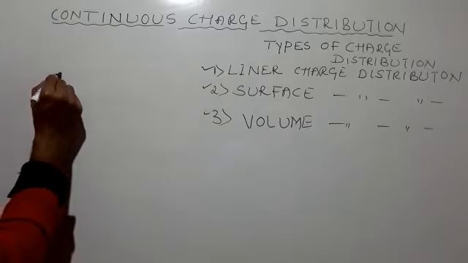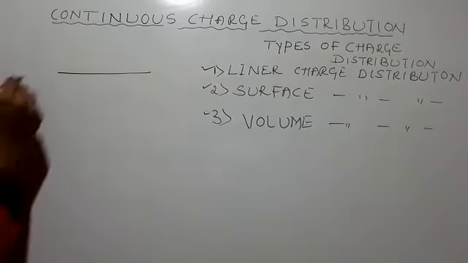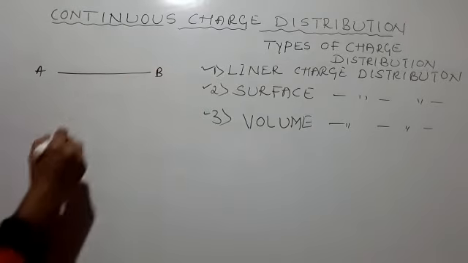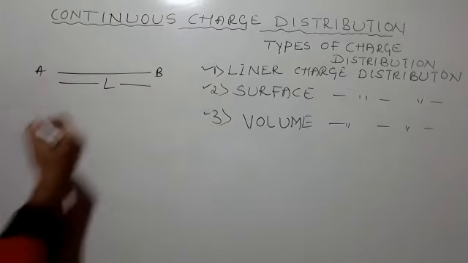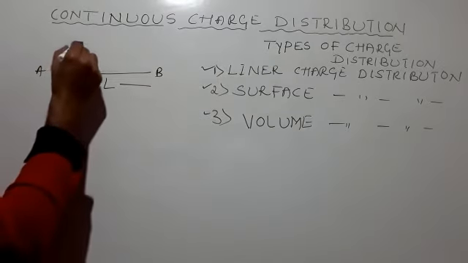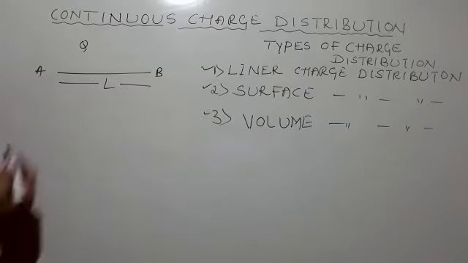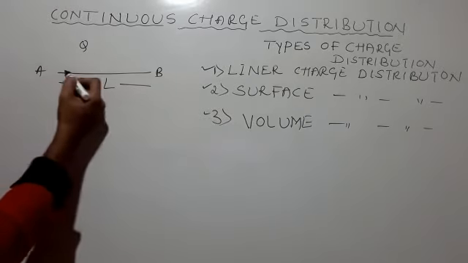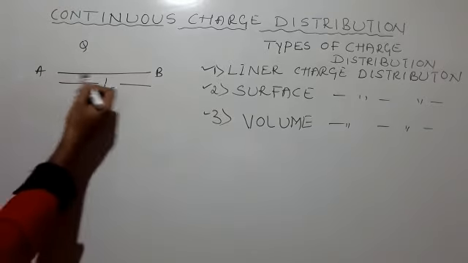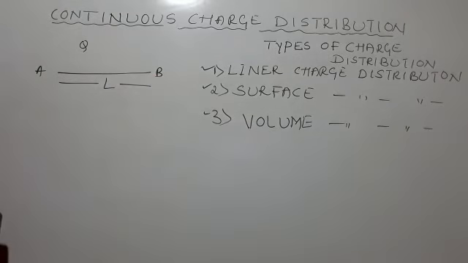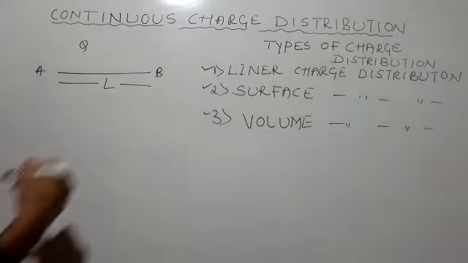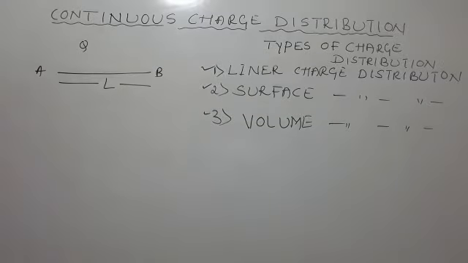Say for example, I have a conductor, say AB, right, that has the length L. Now if I give Q amount of charge to this conductor, then all these charges are distributed along the length of the conductor. Okay, so such distribution is called the linear charge distribution. Here we are going to define an important point, that is linear charge density.